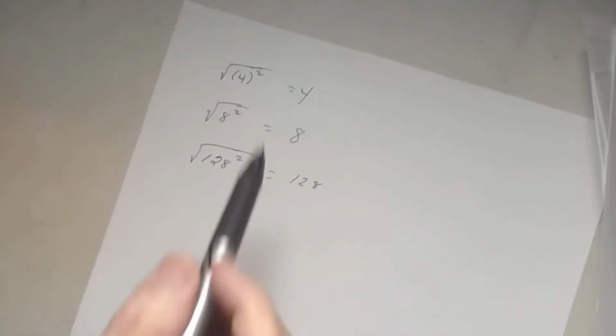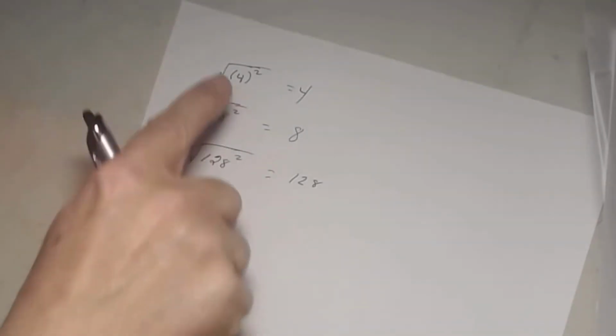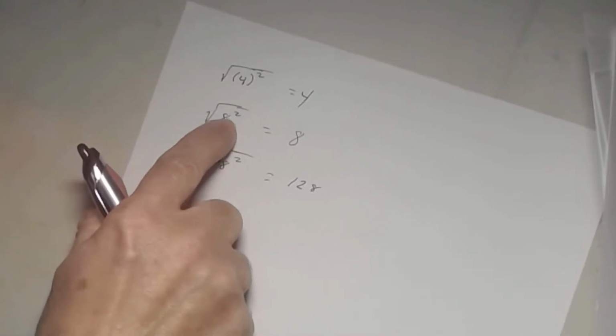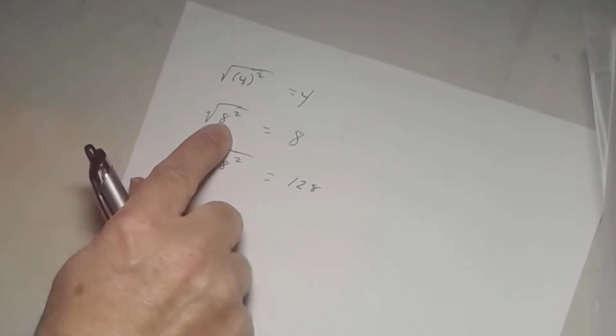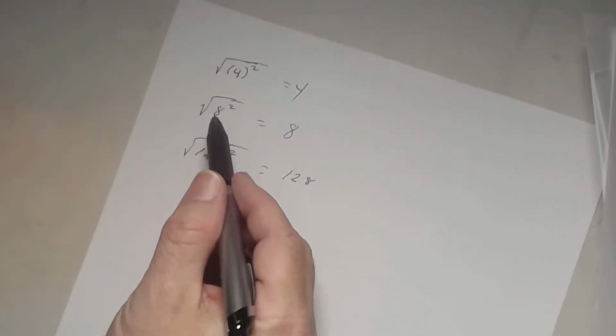It kind of makes sense also because remember, if this was 16, we're asking ourselves, what times itself twice is 16? Well, 4 times 4 is 16. If this is 8 squared, which is 64, what times itself twice is 64? Well, 8 times 8 is 64. The exponent tells us we're multiplying the base times itself twice.